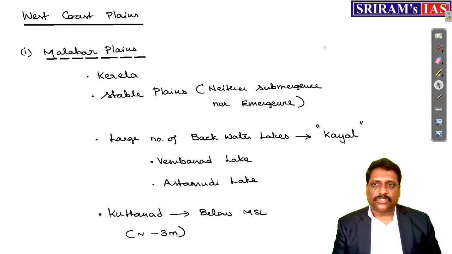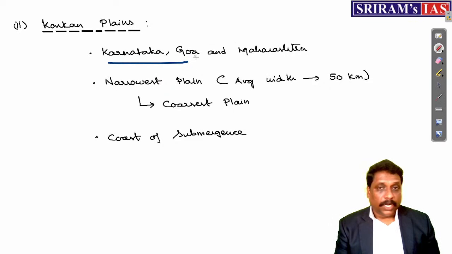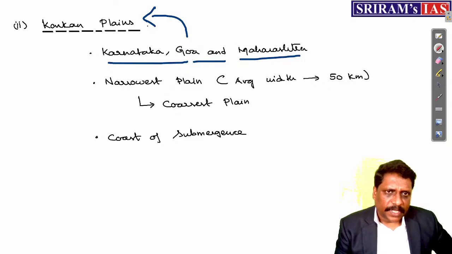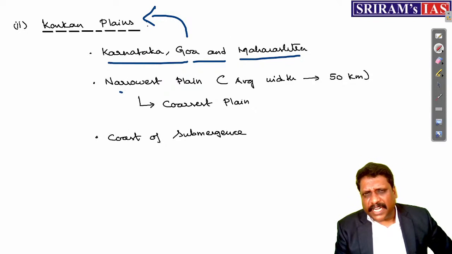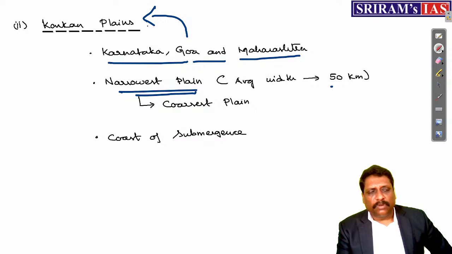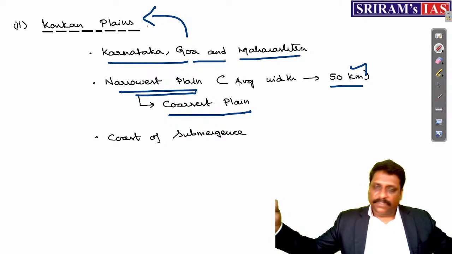Kerala, Malabar Plains. Okay. Right, my dear friends. Then say for example, if I just talk about Konkan Plains. The combined state of Karnataka, Goa and Maharashtra, collectively we have what? Konkan Plains. And let me tell you, my dear friends, this plain is the narrowest plain in India. Average width of this plain is only around 50 kilometers. And it is the coarsest plain. See, what determines the texture of soil is the length of the river.